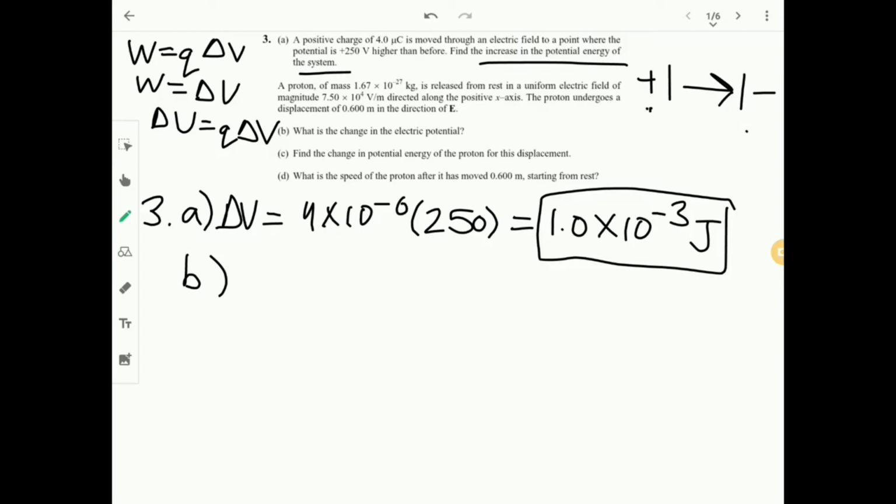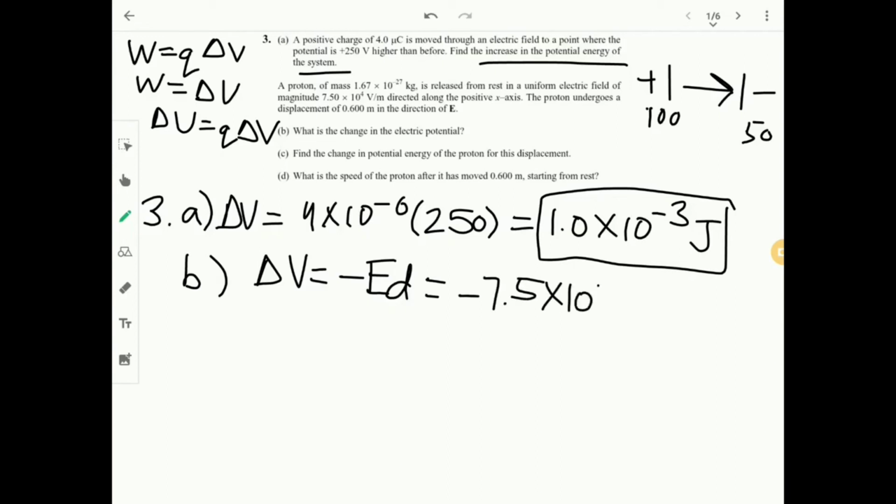Because let's say if it's 100 here and it's 50 here, the change is negative. So that's why delta V has to equal minus ED. If you remember, we said V equals ED, so delta V equals minus ED. So it's minus 7.5 times 10 to the 4 into, what's the distance, 0.6, giving us minus 4.5 times 10 to the power of 4 volts.